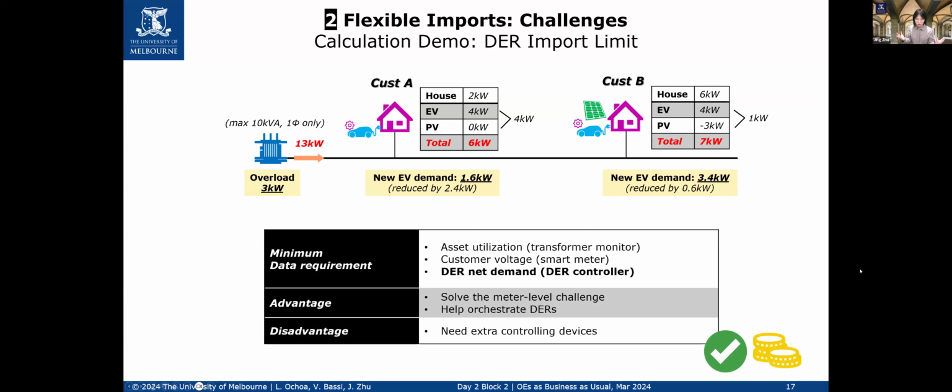The advantage is, of course, that it solves the meter level challenge because we are not even trying to control the in-house appliances. What we want to control is only those manageable DERs. And of course, it can also help orchestrate all the DERs.